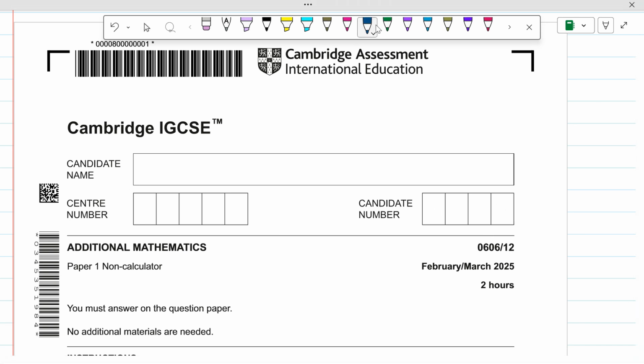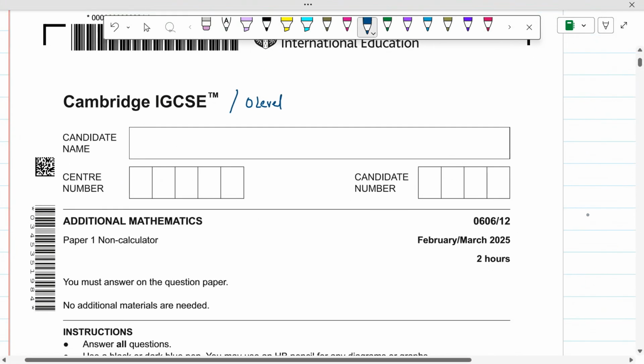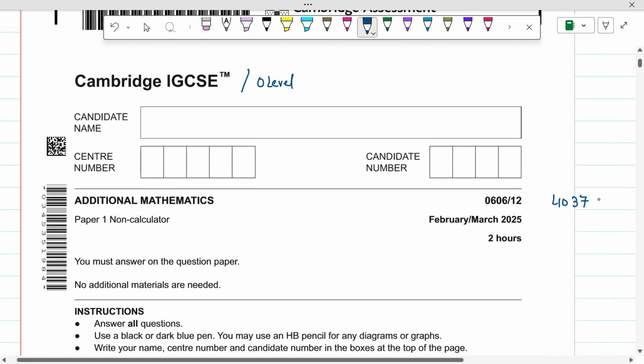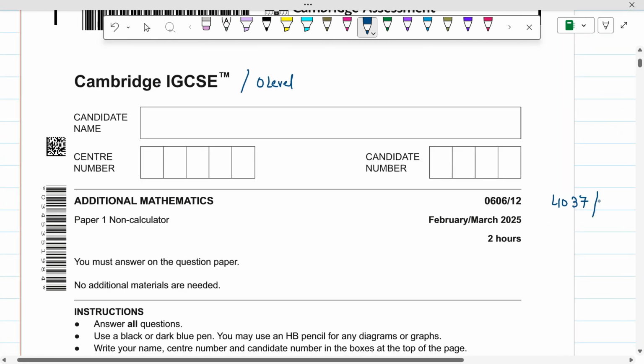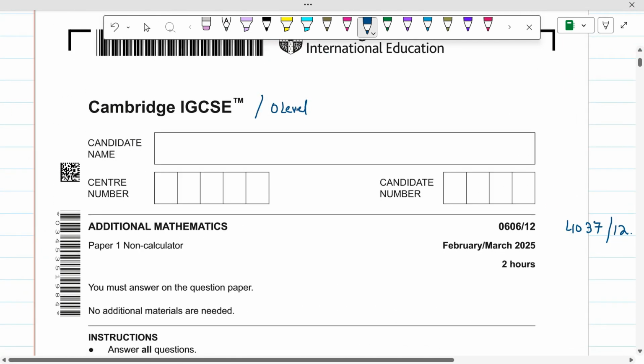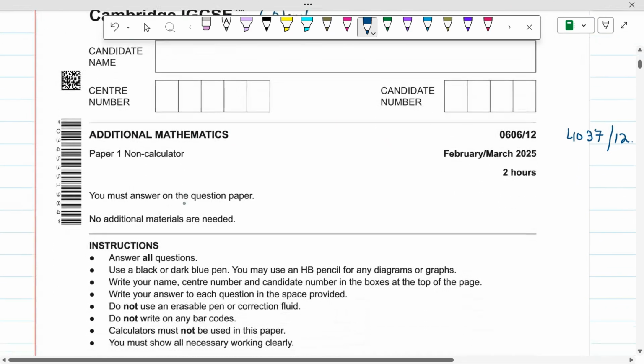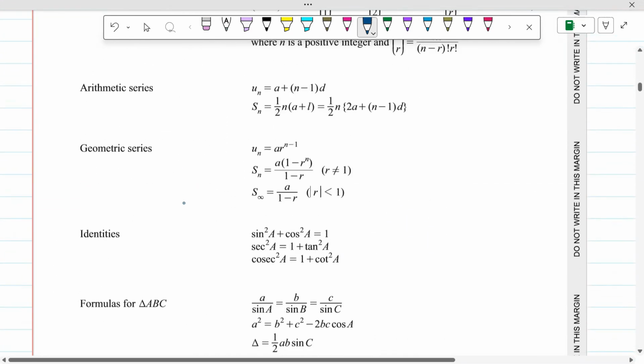I always suggest my students who are in O Level Add Math with the code 4037 should also follow 0606, because both courses have the same subject, which is Additional Math, with the same contents. Okay, let's move to question number 1.